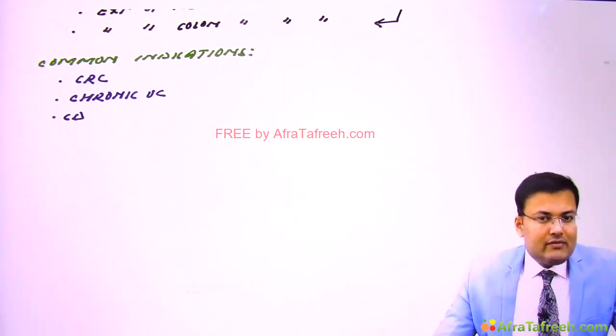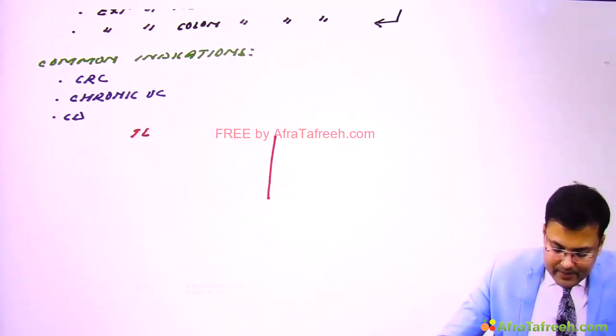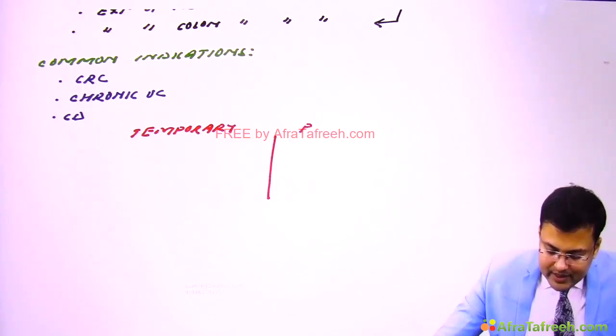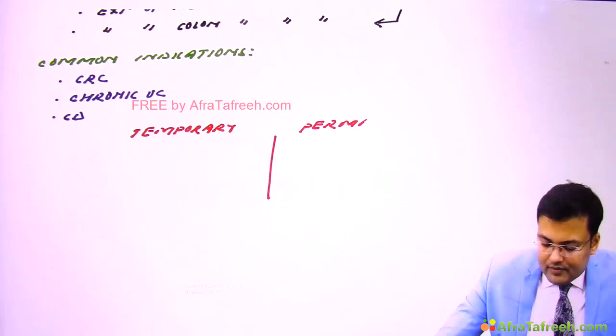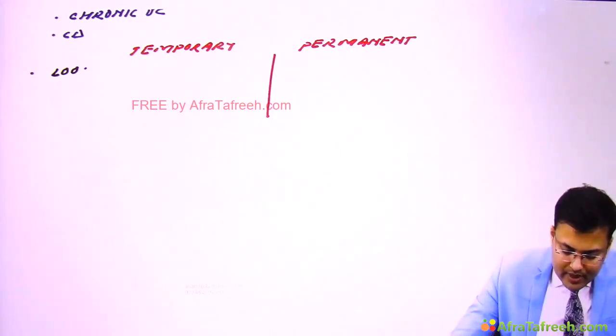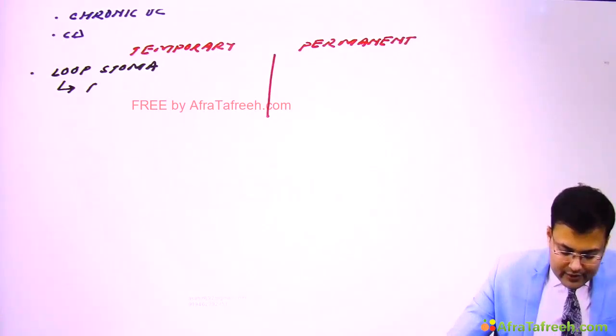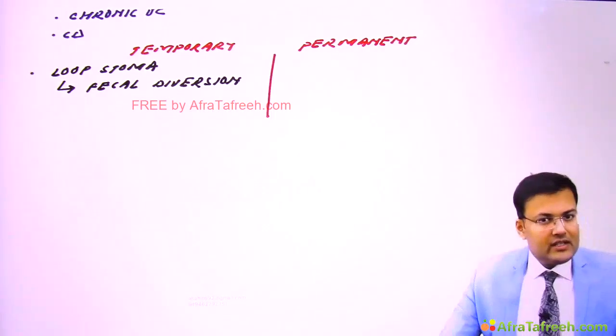Now let's discuss it with example. There are two types of stoma. One is temporary and the second is permanent. Clear? Temporary, we discussed that generally temporary stoma, it's the loop stoma. And why has this loop stoma been created? This has been created for fecal diversion. Why do we want fecal diversion? Because we want to protect a distal anastomosis.